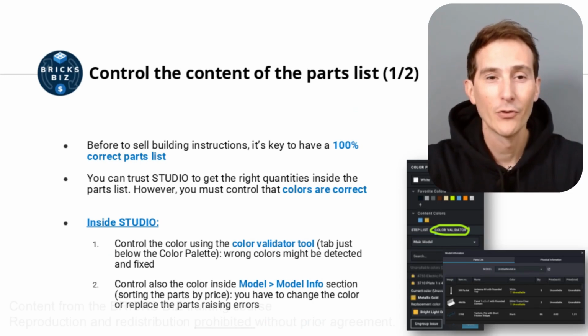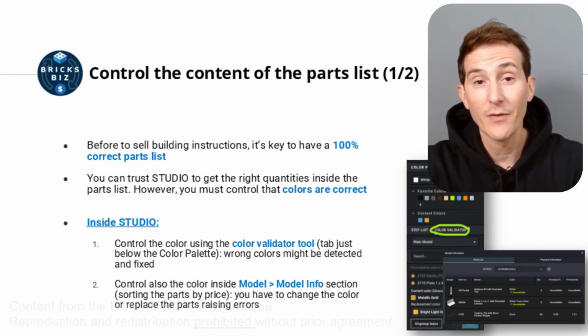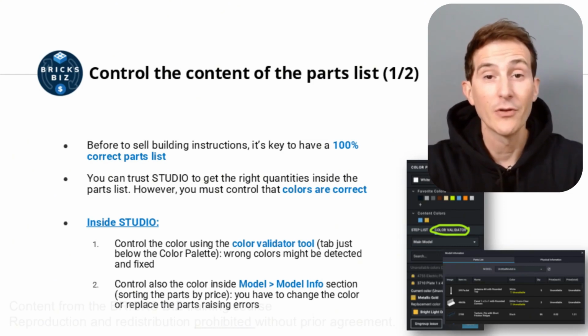For your future buyers, it is essential that your parts list is error-free, whether in terms of colors or parts. For those of you who've followed the full BRICKSBIZ training course, I've already shared many tips for detecting such errors in advance, so you shouldn't need to spend much time rechecking your list. For others, let's go over some quick but important checks to ensure your parts list is as accurate as possible.